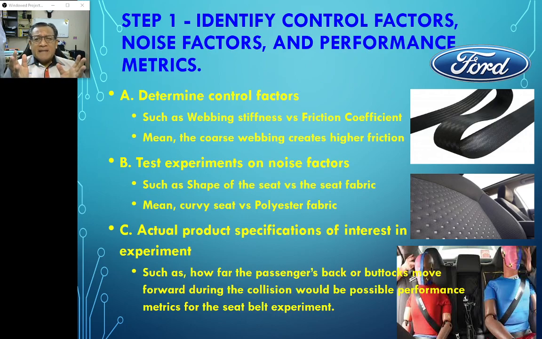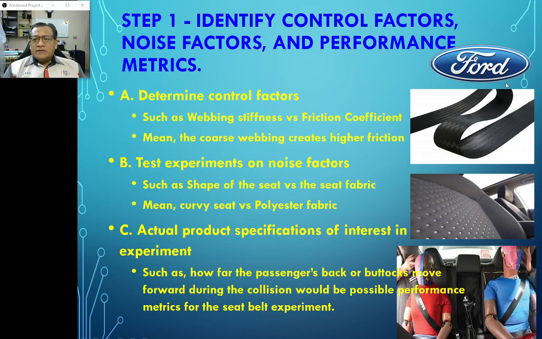Okay, say Ford engineers want to test their seat belts and their seats in order to measure the submarining problem during the crash, or the back angle of the passenger when involved in the crash, how far it moves forward, right? So Ford engineers have to decide what is the control factor. Okay, what factor to control? For example, the webbing stiffness, right?